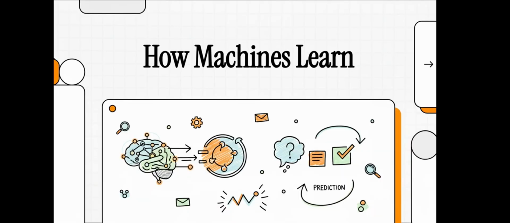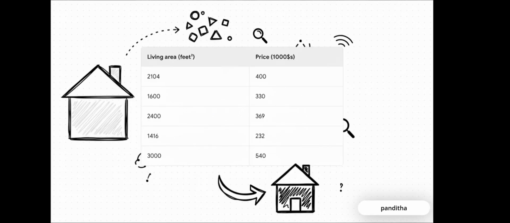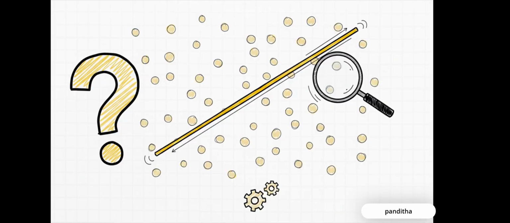So how does a machine actually learn to predict things? Let's get right into it. Okay, let's take a classic example, predicting a house's price just based on its size. So here's our data. On one side, you've got the size of the house. That's our input. And on the other, the price. That's our target. So how do we find the rule connecting them?